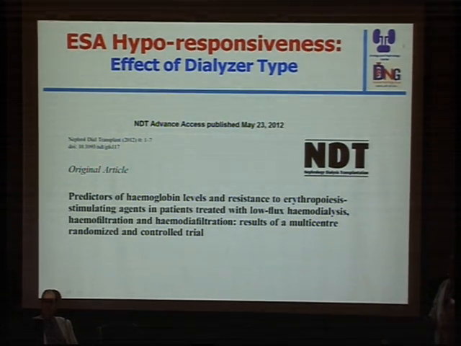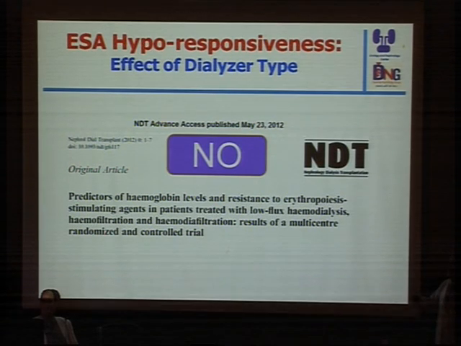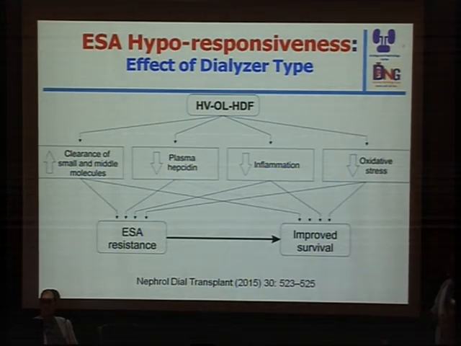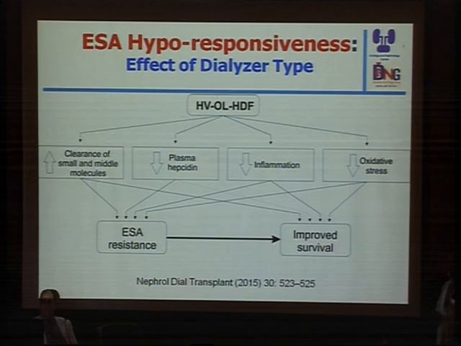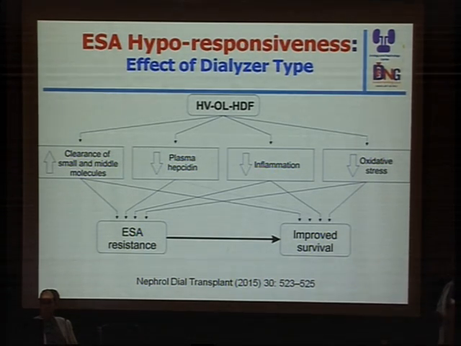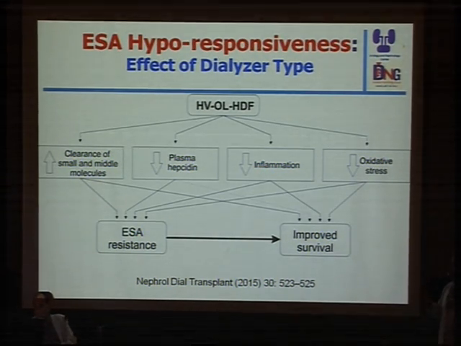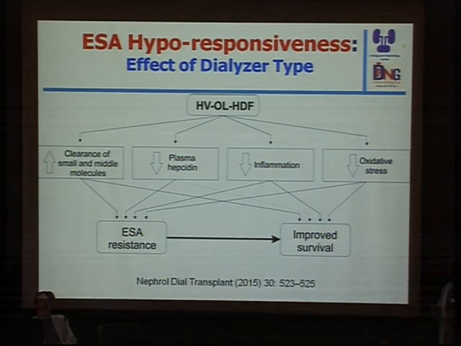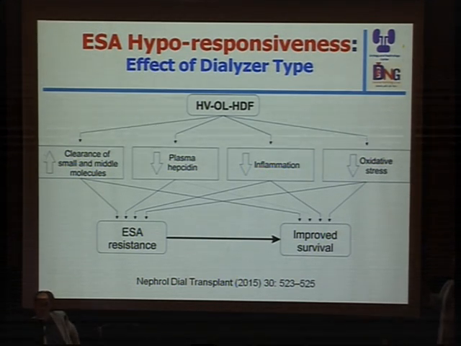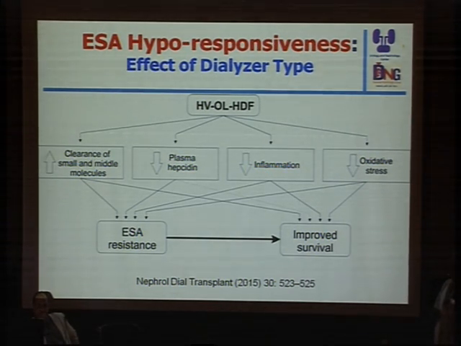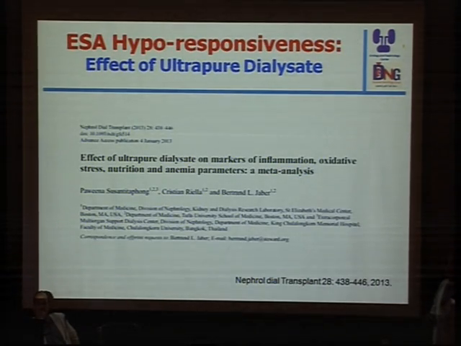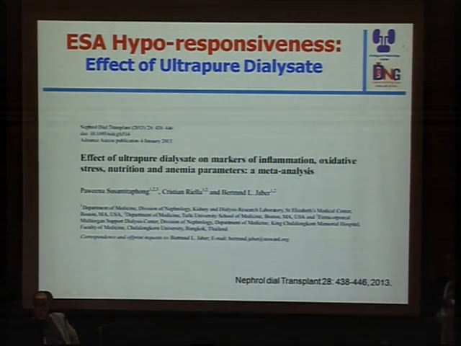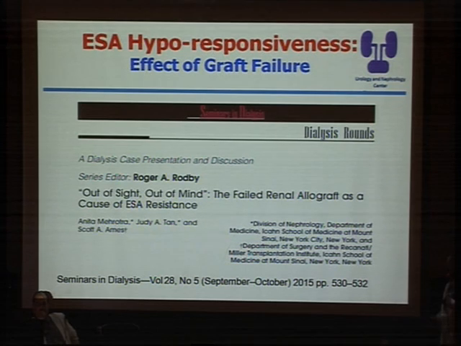I'm going to skip all these. The dialyzer doesn't affect, although there is a new study showing that online hemodiafiltration with high volume may improve the ESA resistance because it increases the clearance of all middle molecules, plasma hepcidin, and inflammatory markers. Ultra pure water is important, but it's very expensive, and this is why I'm not going to discuss it anymore.